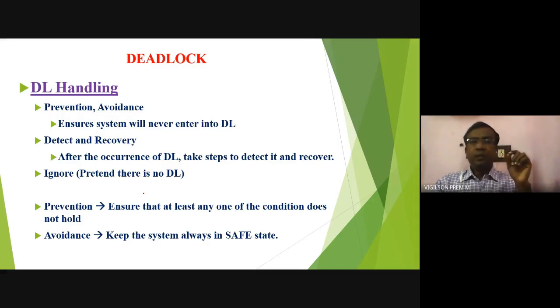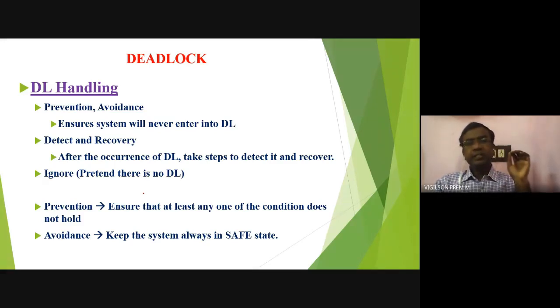Okay, so one more fine-tuned definition for prevention and avoidance. Prevention means ensure that at least any one of the conditions does not hold. So what is the definition of deadlock? All four conditions exist simultaneously. What is prevention? Ensure that at least one of the conditions does not hold. We are trying to eliminate any one condition. If we succeed in that, then we can ensure the system will not enter into deadlock.